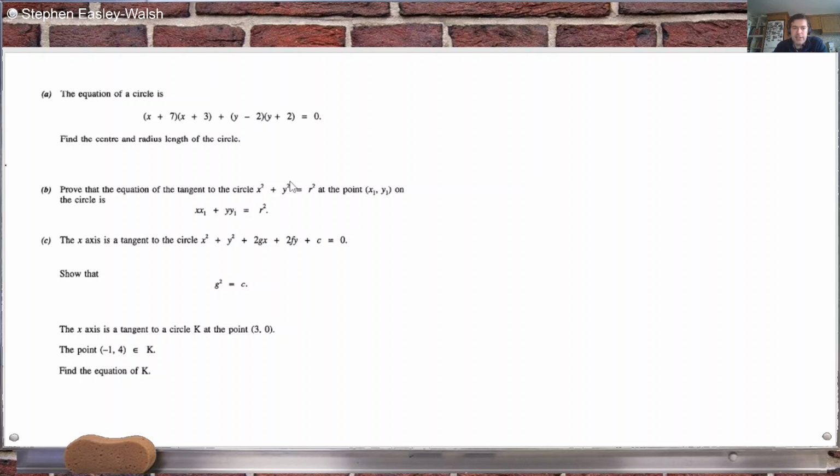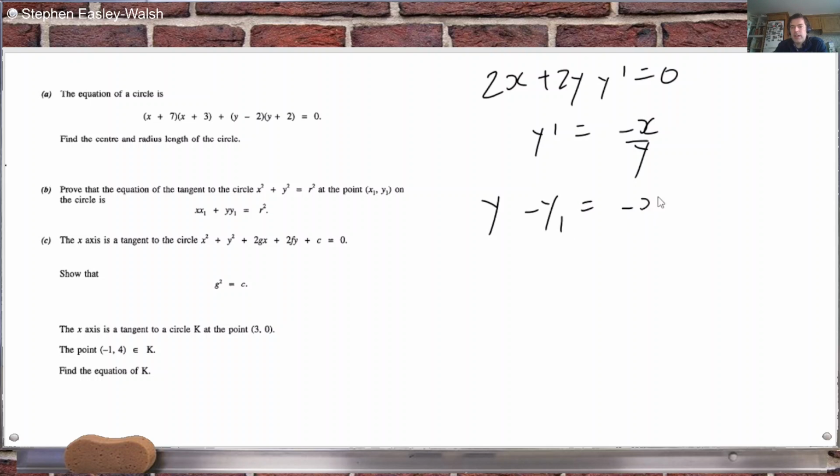The equation of the tangent. Okay, so we'll jump in by getting the derivative. 2x plus 2y dy/dx equals 0. That means dy/dx equals minus x over y. The equation of the line is y minus y1 equals m times (x minus x1), multiplied by y. You get y1 minus y1 squared.